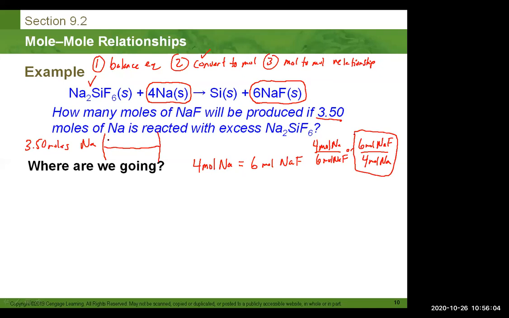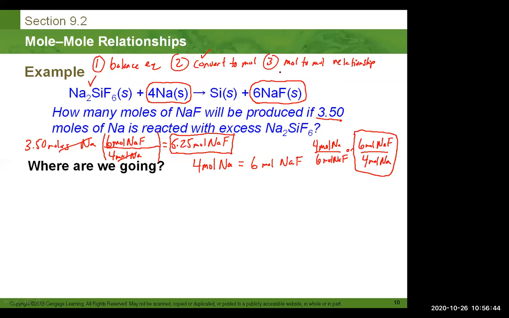And again, that comes from the equation. And this is really the big stoichiometry part here. 6 moles of NaF on top and 4 moles of sodium. What that is going to do is cancel out our moles of sodium. And if we take 6 times 3.5 divided by 4, that gives us 5.25 moles of NaF. And in this particular case, this would be the answer since we were looking for moles.